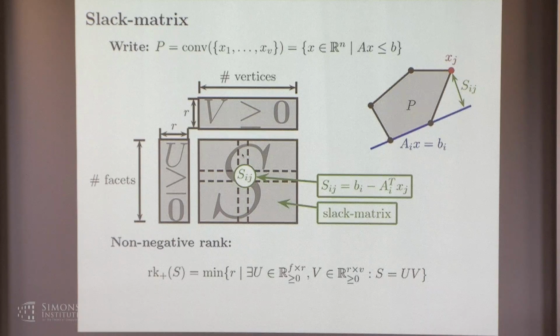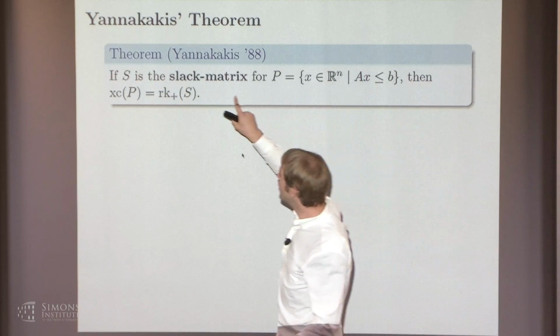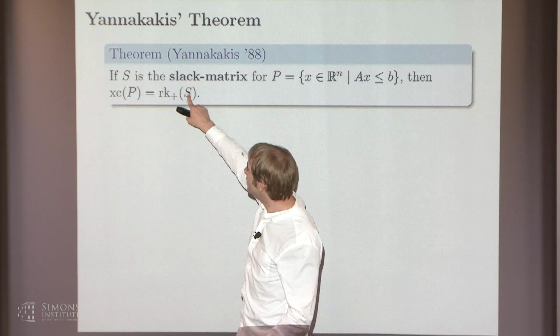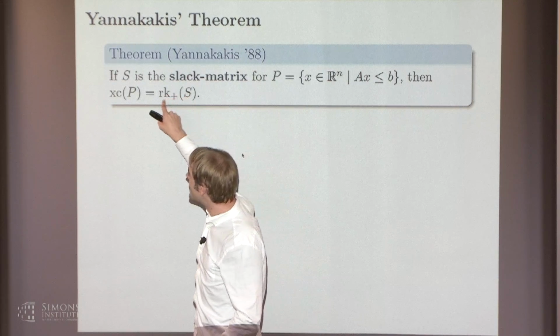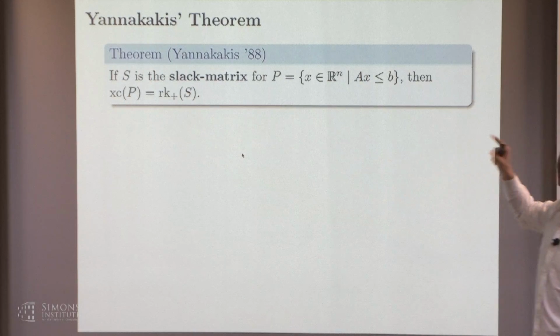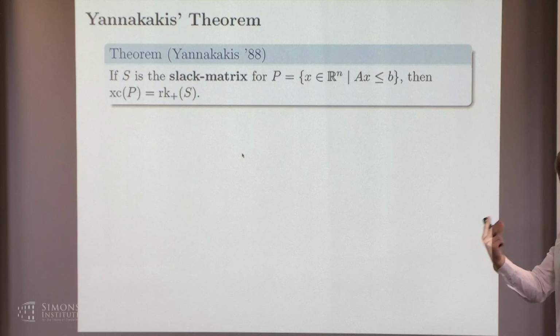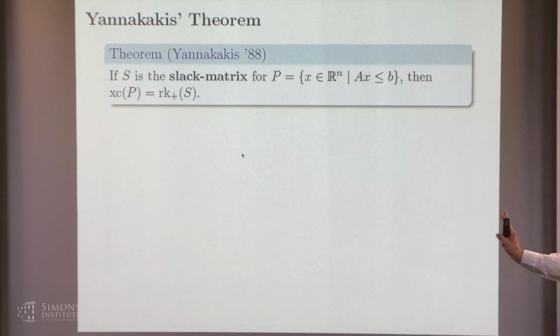Why am I mentioning the slack matrix and the non-negative rank? There's a beautiful theorem of Yannakakis from the late 80s showing that the non-negative rank of the slack matrix of a polytope is precisely the same as the extension complexity of the polytope. So if you figure out the non-negative rank of the slack matrix, you have precisely the size of the smallest LP modeling your problem. The first time you see this, you wonder why it should be true. It makes a little more sense if you look at the proof. My students never believe that when I say it.